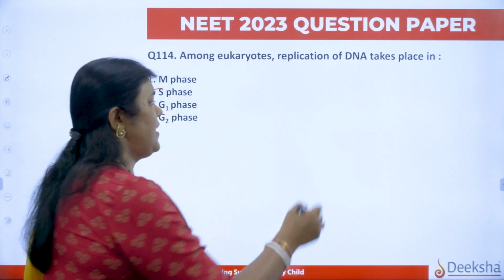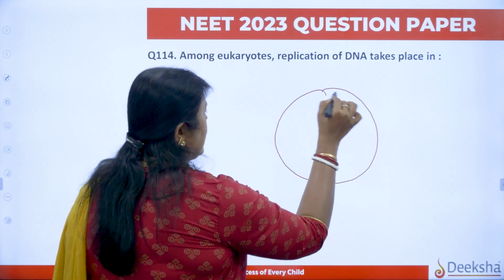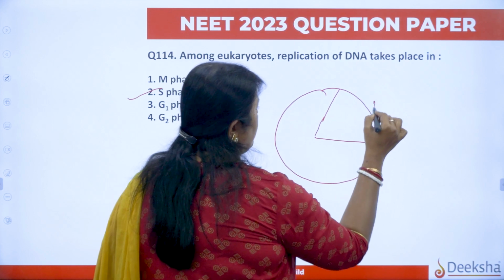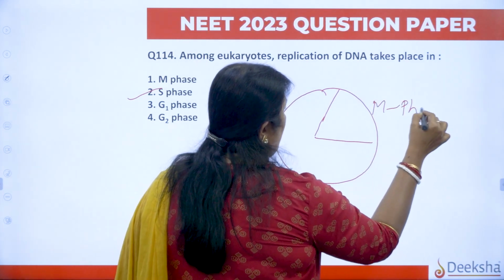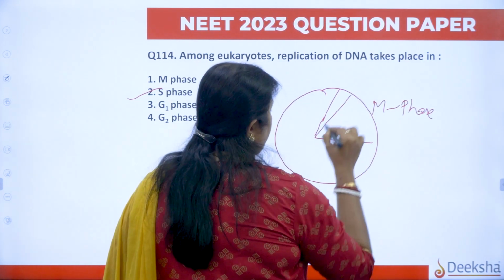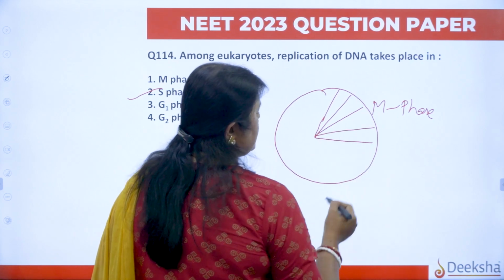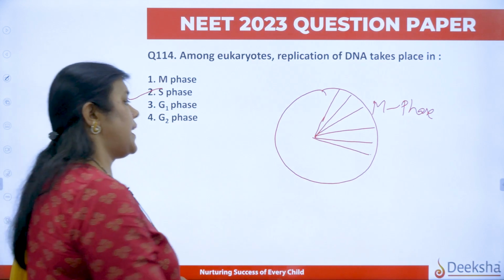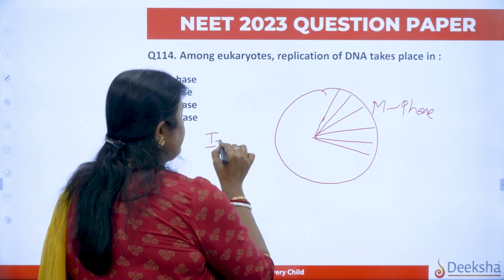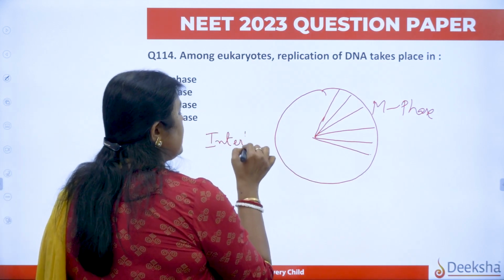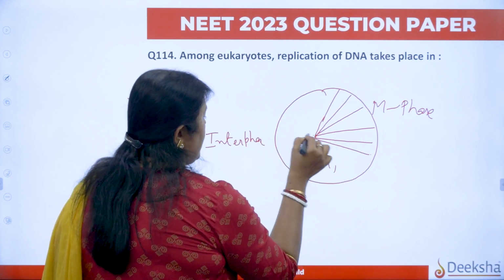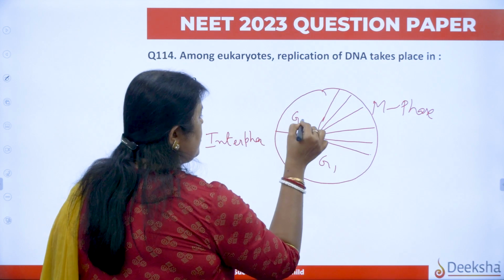If you draw a cell cycle, it is divided into a part where there is a division going on, which we call the M phase, divided into prophase, metaphase, anaphase, telophase and the karyokinesis part. So this particular part is the M phase, and the remaining part is called interphase. Interphase can again be divided into three parts, G1, S and G2 phase.